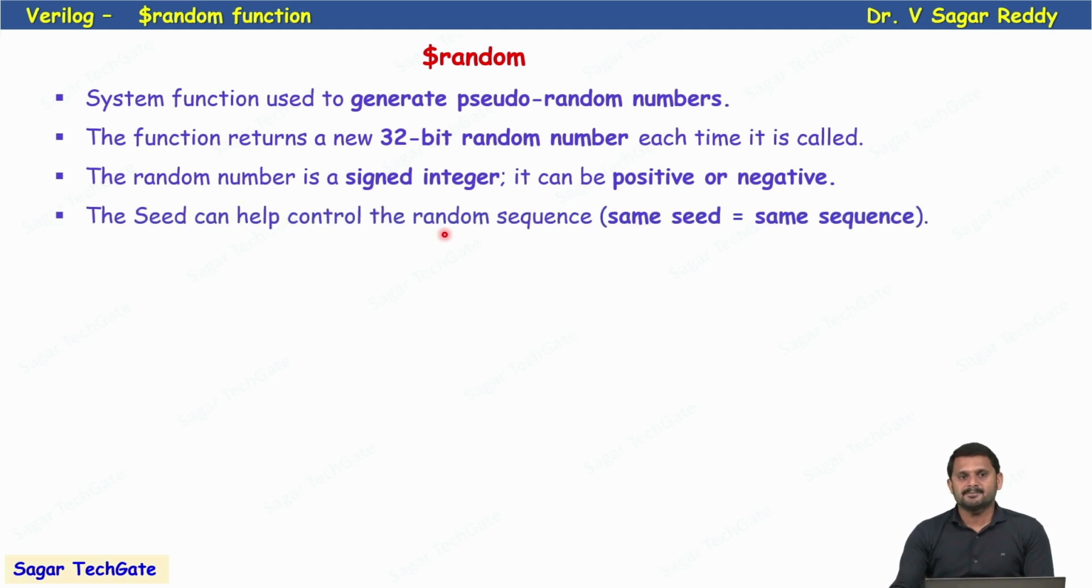The seed helps control the random sequence. That means the same seed gives the same sequence. The seed argument controls the number that $random returns, and different seeds may generate different random streams. This seed argument shall be a reg, an integer, or a time variable. The seed value should be assigned to this variable prior to calling $random.